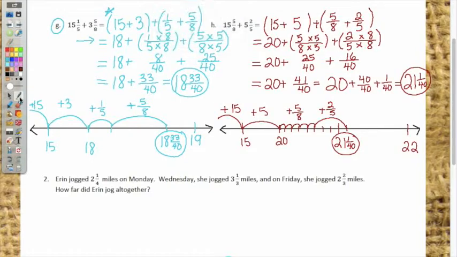Okay, take a look at the answer. I wrote it in red. First thing I want you to check. Do you have 4 numbers above your number line? 15, 5, 5/8, 2/5. Forgot my star again, didn't I? Okay. Do you have 20 plus, and then you got 41/40 and 1 whole plus 1/40 equals 21 and 1/40? Yes.